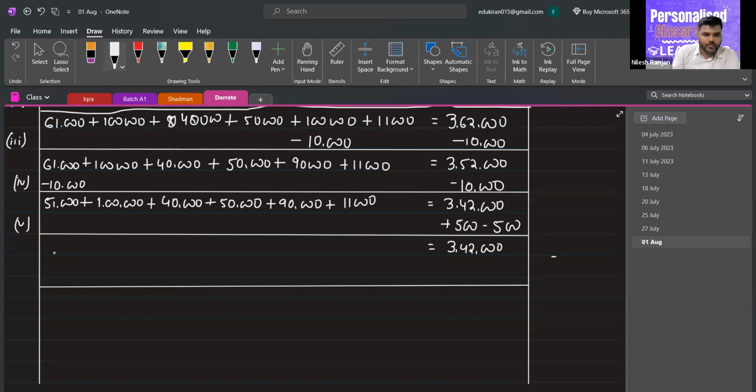Sir, I have a question. Yes. Why does drawing decrease our capital? Drawing decreases our capital. Why is it decreased? Okay.